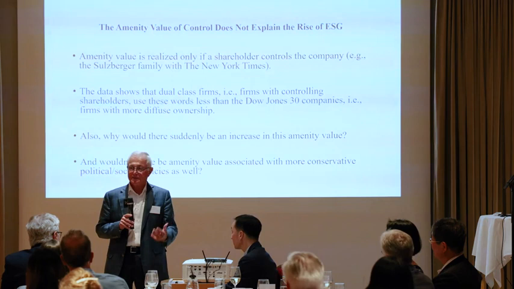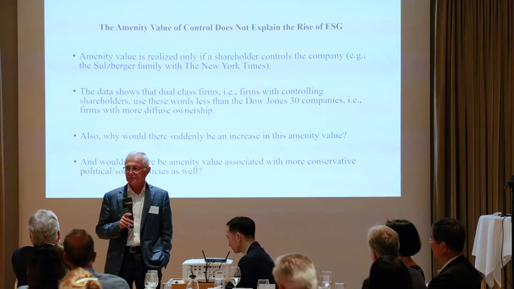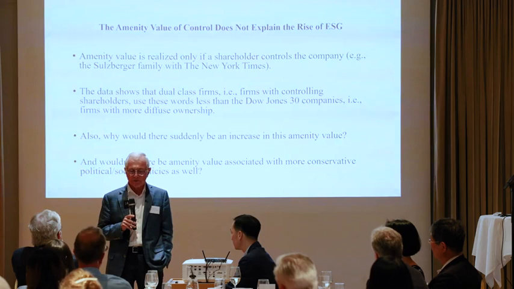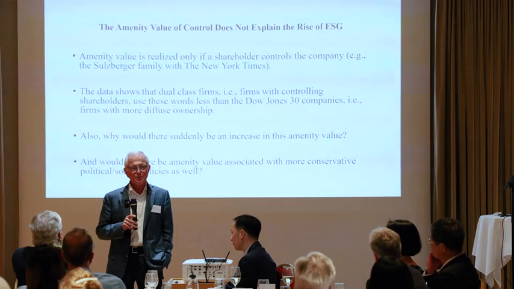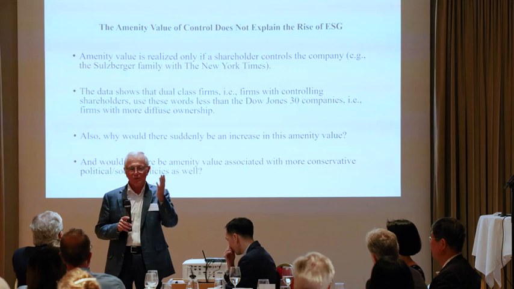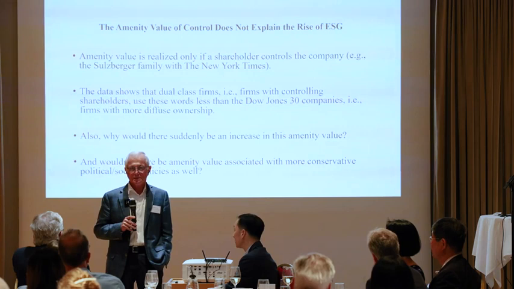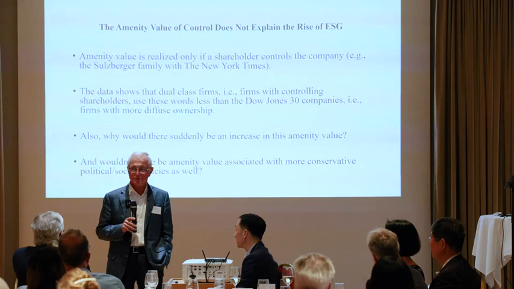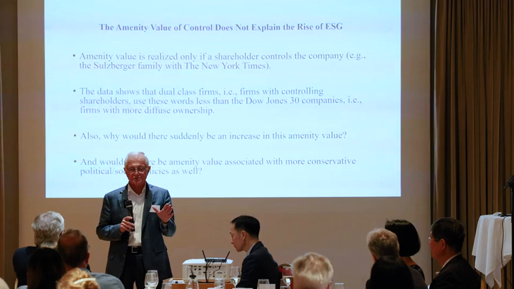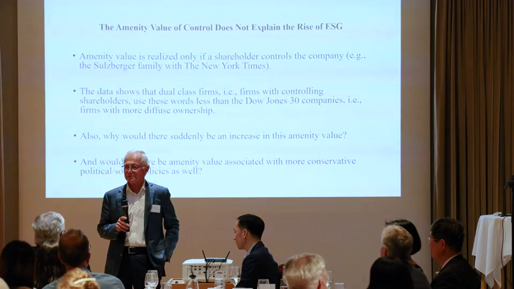And when you look more generally at newspapers, they generally are owned by controlling shareholders. So I thought, well, maybe, what about the amenity value of control? And that's a non-starter, because in order to gain this amenity value, you have to have control. And right from the get-go, we know that in the Dow Jones 30, I think the only one where you could say there's a large controlling shareholder is Nike, Phil Knight, where they're also a dual class firm. But you see an enormous amount of ESG activity, or at least referenced ESG, by companies that don't have a controlling shareholder. So I don't think that's a satisfactory explanation at all.